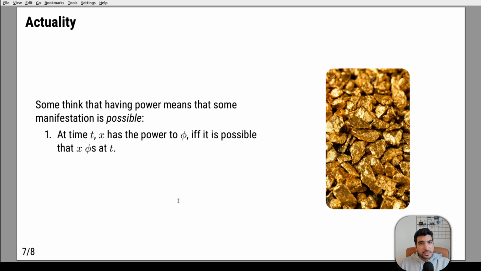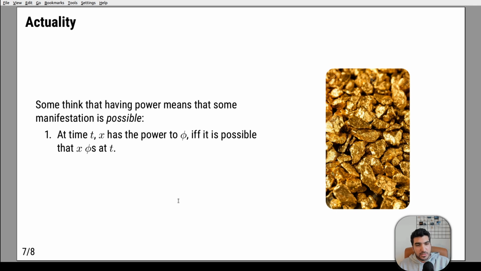The other one is actuality. Some might think that having powers just means that manifestation is possible. Another definition of power. People might say that at time t, x has power to phi if and only if it is possible that x phis at t. We're just talking about possibilities. When we say that the statue is fragile, we're just talking about it is possible that it breaks.